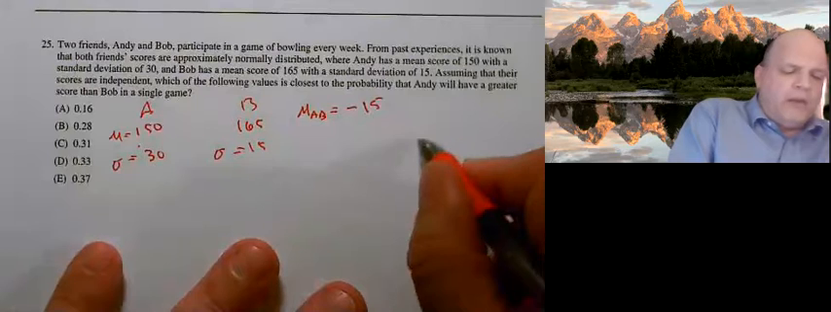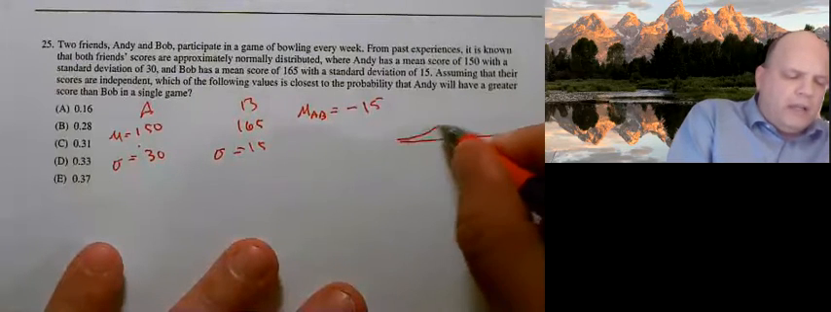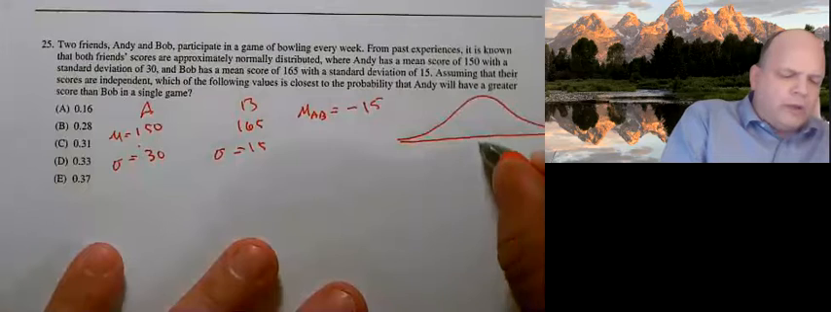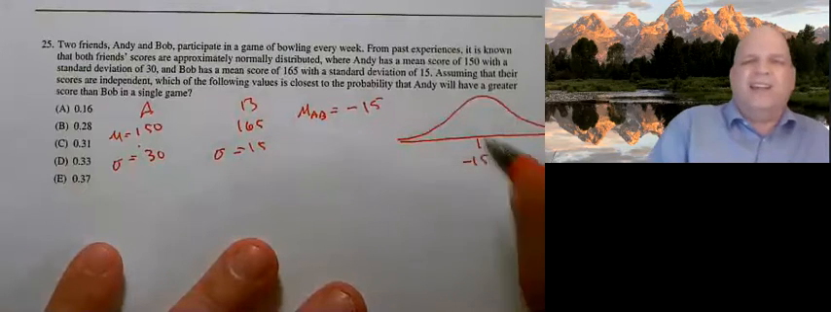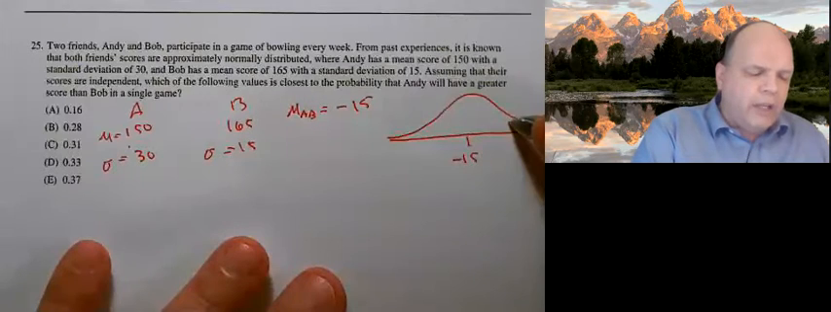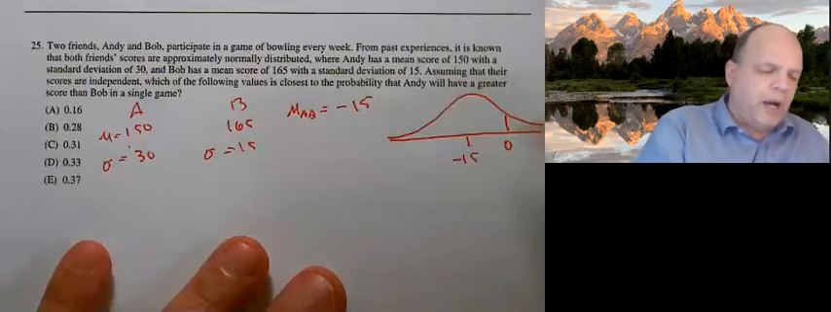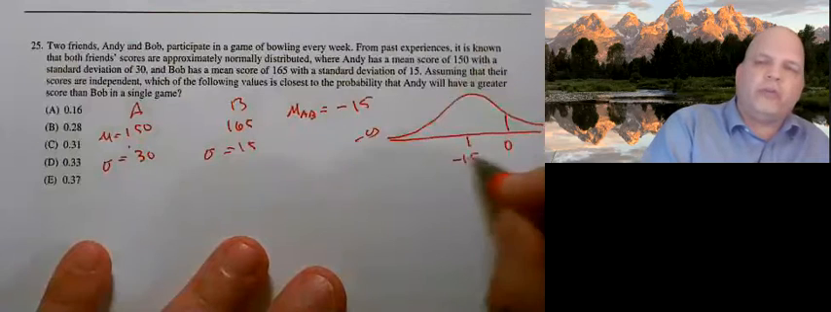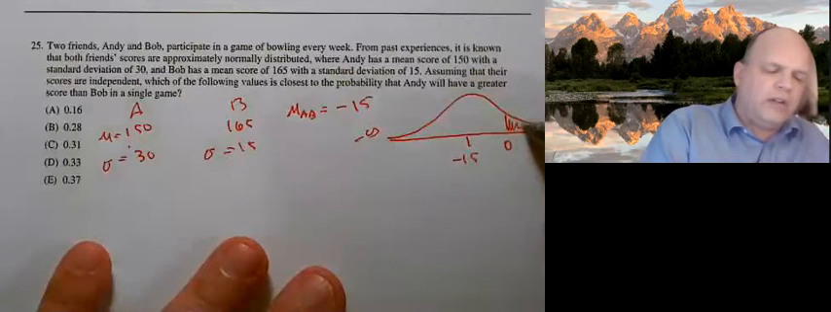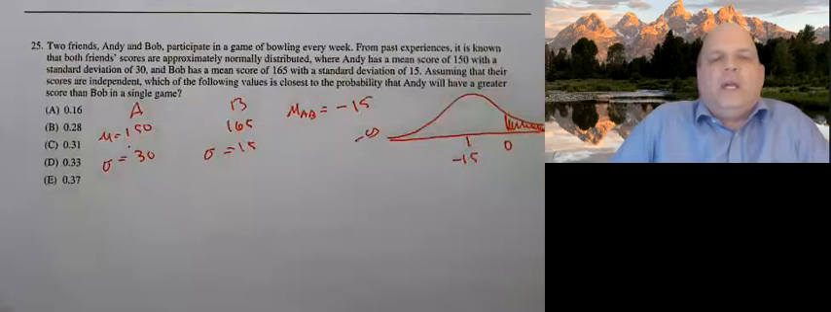Here's why: if I draw the normal curve of the combined scores, the expected value is negative 15. You don't win at negative 15; you have to get above 0. And I know the 0 is up here because this is positive and this is negative, so this is essentially a number line. So I need to get to values above 0 in order for Andy to win.